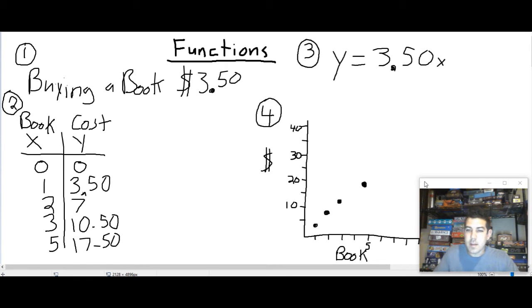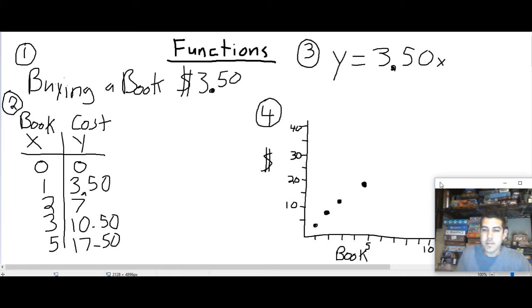I think I'm hiding the 10. There it is. At 10, we should hopefully know that 10 times $3.50 is 35. And so that would be all the way up here. And there's our function. Here's a graph that shows all the possible books and cost. So that's a function.